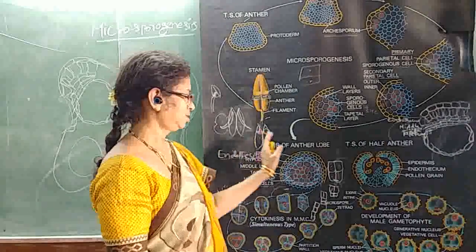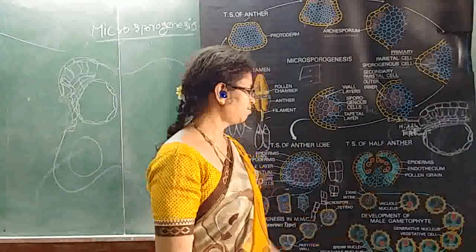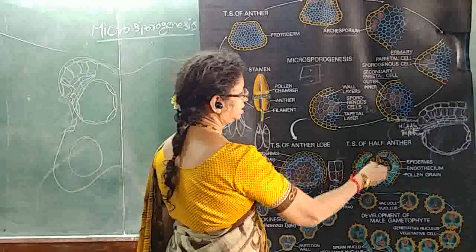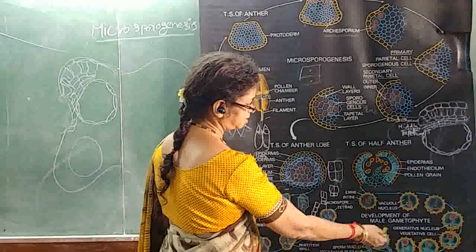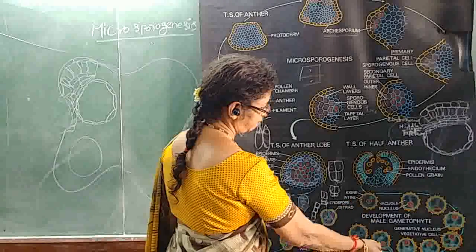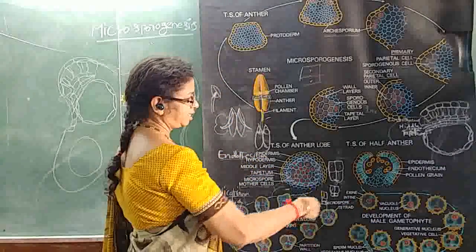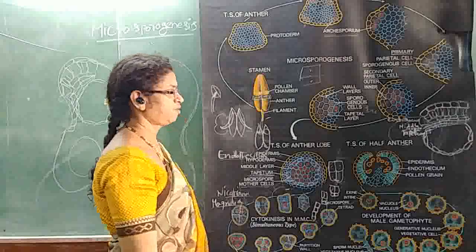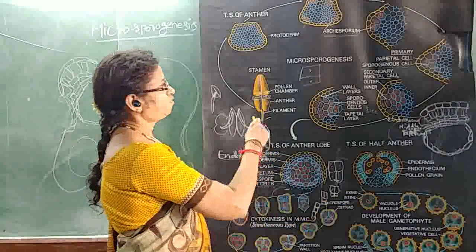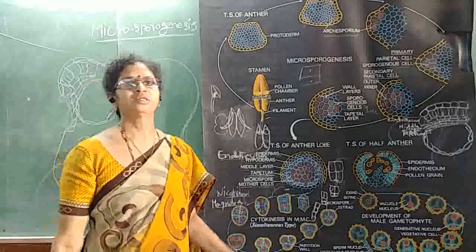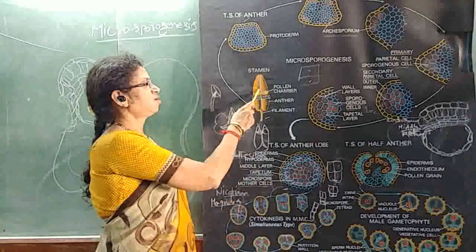So after coming outside of the anther, these pollen grains develop like this. They form the male gametes, and the later stage is known as male gametophyte development. So this is the formation of pollen grains in the anther locule.